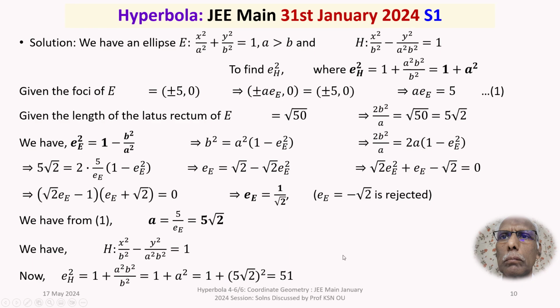Right. So that is the square of the eccentricity of the hyperbola. The answer to this question is 51. That is the detailed discussion of the solution of the given problem. It is definitely an easy question. I am sure that you have understood the solution of this question.